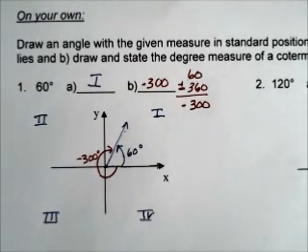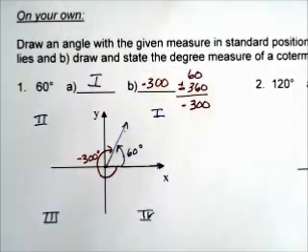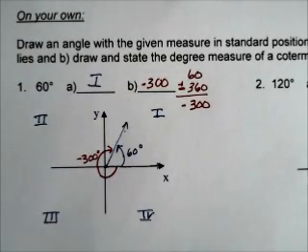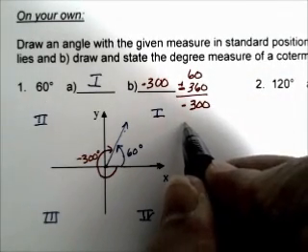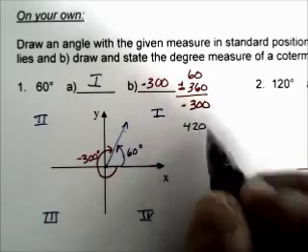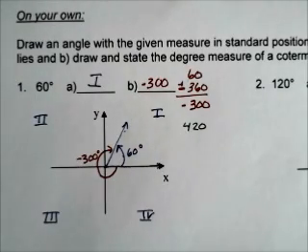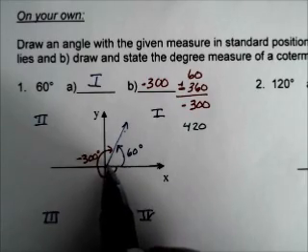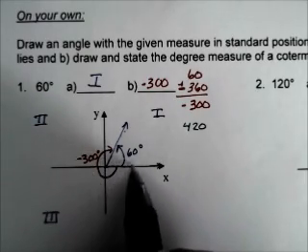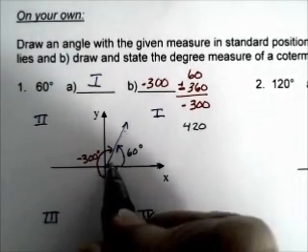If I added 360 to 60, that would bring us up to 420. So if it was added, it would be up to 420. And I would show that by starting at the origin, going once around, and then 60 more.